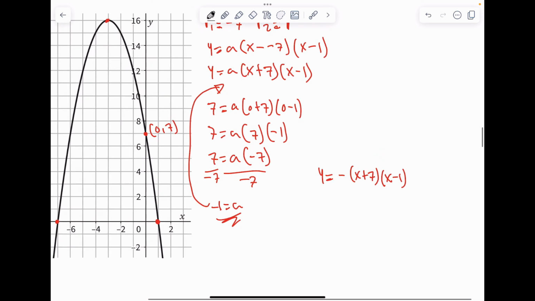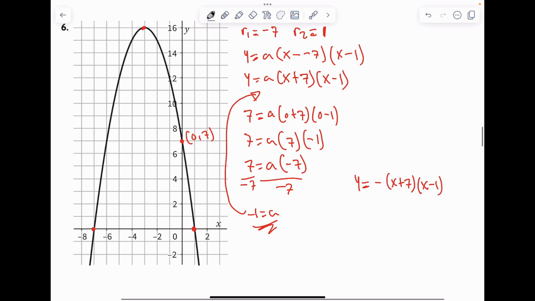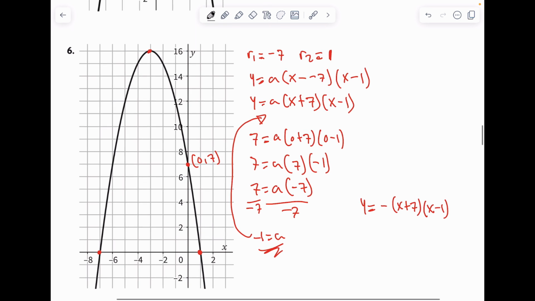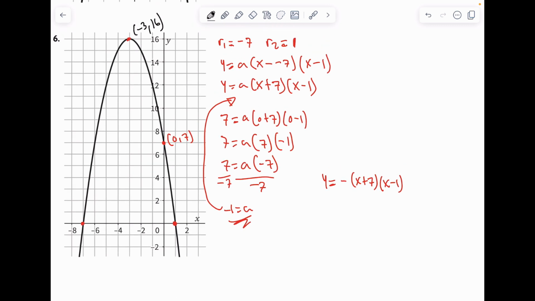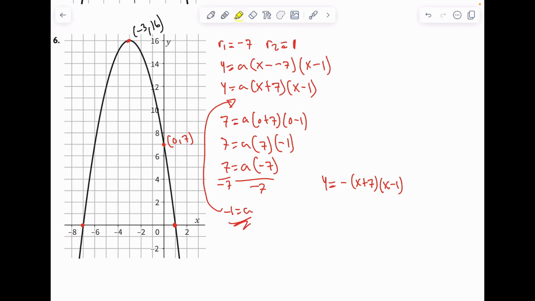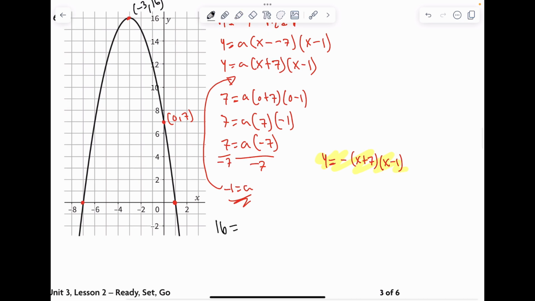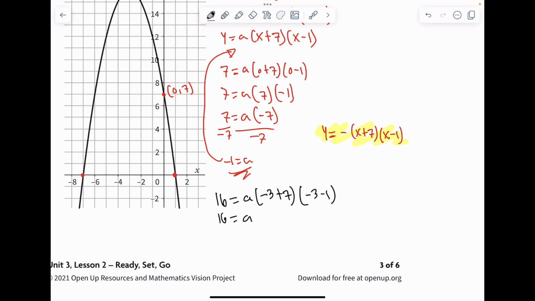So if I didn't like (0, 7), I wanted to use, let's say, let's use this vertex. So this is (-3, 16). Okay, let's see. Hopefully we get the same answer, right? We're supposed to. So using another point, I say 16 is equal to a times (-3 plus 7)(-3 minus 1).